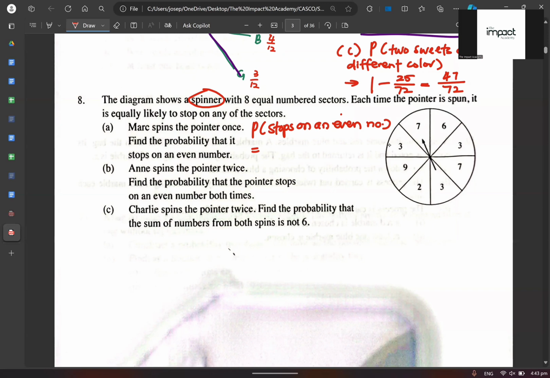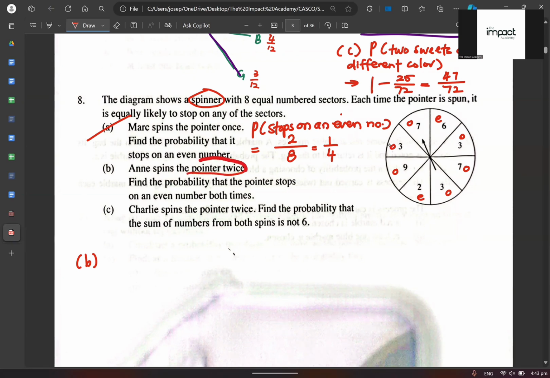Why 1 over 4? Because the total is 8. How many even are there? Odd, odd, odd, even. Odd, odd, odd, even. Am I making sense? Yep. Write this down. You get 2 over 8, correct? So you get to 1 over 4. Okay, A, easy peasy, lemon squeezy.